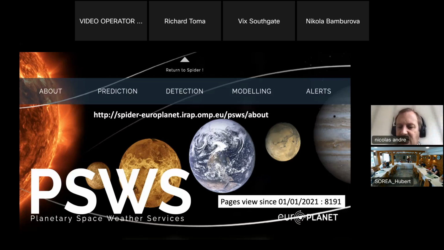For planets, similar activities were only available in small bricks. There were no links between all of them. And we thought that we should propose something to cope with that particular aspect and try to bring planetary communities something equivalent to what exists for the Earth.